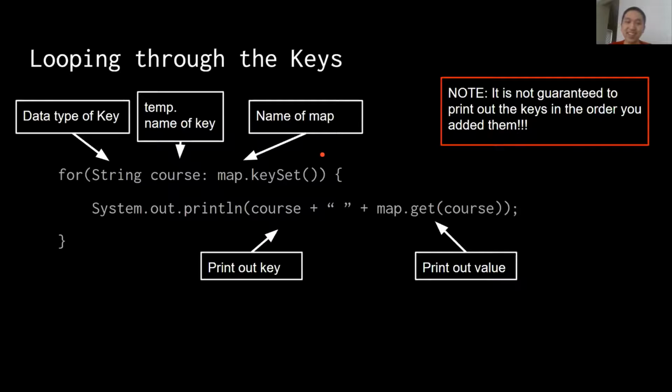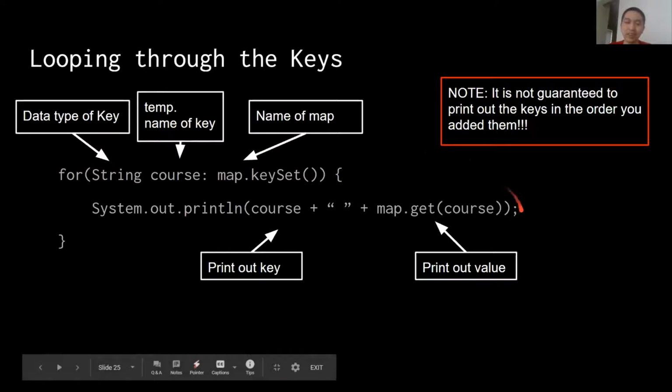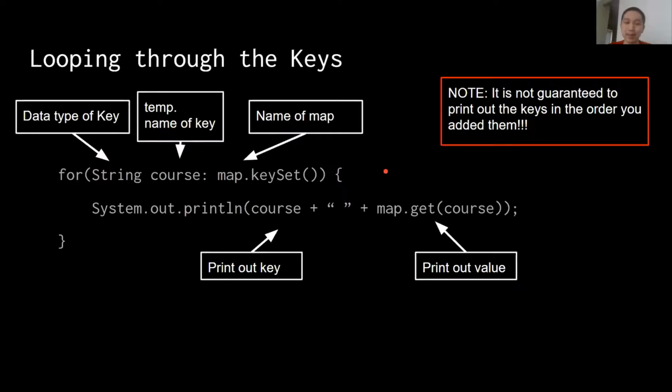Yeah, cool. And so how do you loop through the keys in a hash map? You would use a for-each loop. You have to use a for-each loop or iterators, but this is the most simple example. So you would use a for loop. You would say the data type of the key. My courses are all strings, so I would say String.